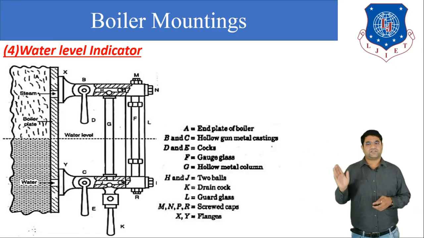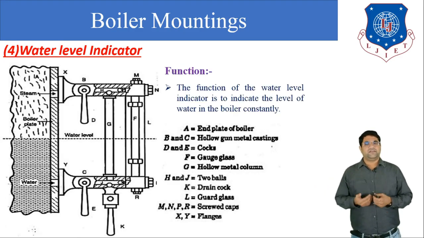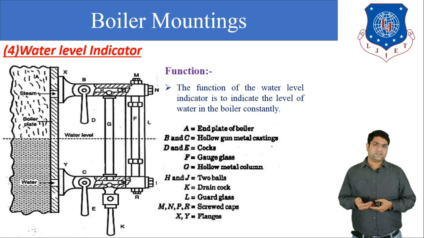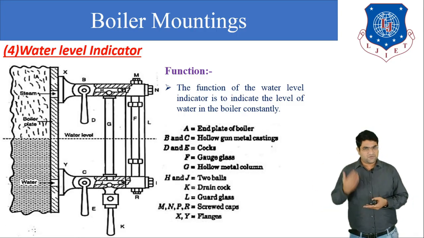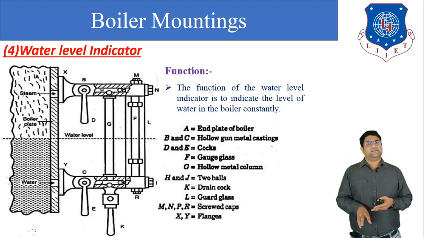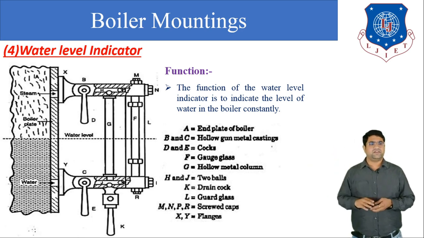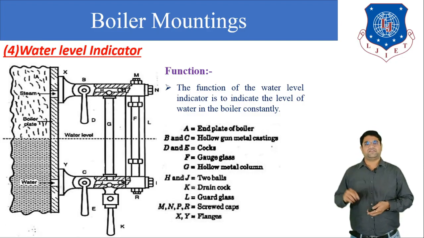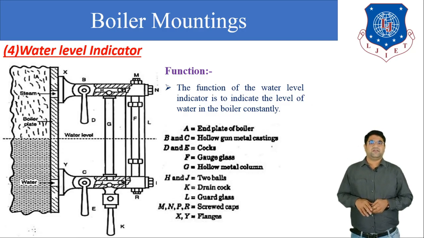So first of all, what is the function of this water level indicator? We know that the water level indicator is used to measure the level of water inside the boiler. Generally we provide the water with the help of the feed check valve, but we have to measure the level of water, and that level can be measured with the help of this water level indicator. So the function of the water level indicator is to indicate the level of water inside the boiler. So this is the diagram of the water level indicator. Now we are going to discuss the construction and the working.